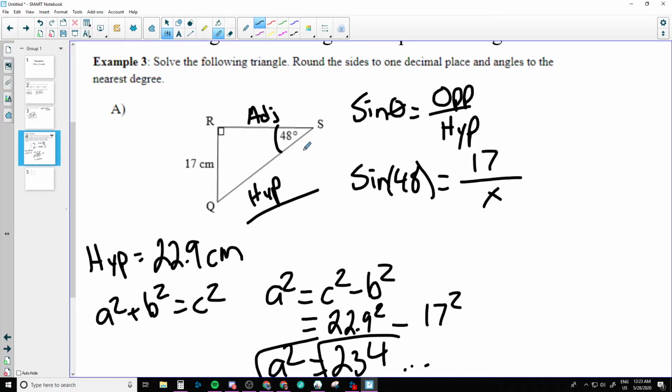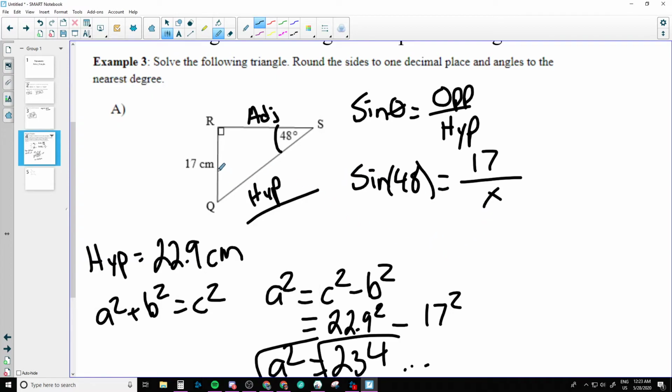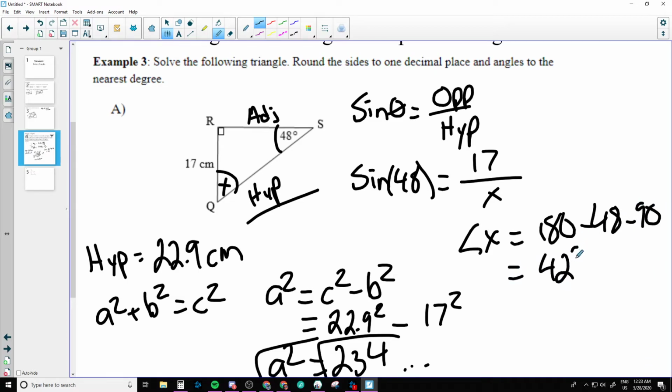Last, we need to deal with the angles, and we've got one angle left. 48 degrees over here. We know this one is 90. And what we can do is just say, okay, 180 minus 90 minus 48. And that tells us that our remaining angle is 42 degrees. I'm just going to call that angle X. So angle X equals 180 minus 48 minus 90, and that tells us that it's 42 degrees.